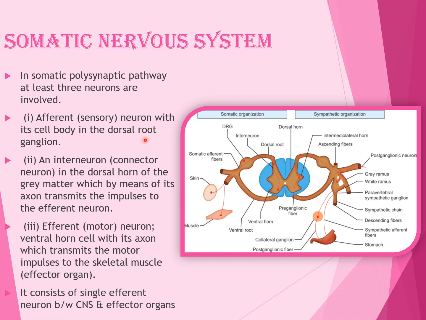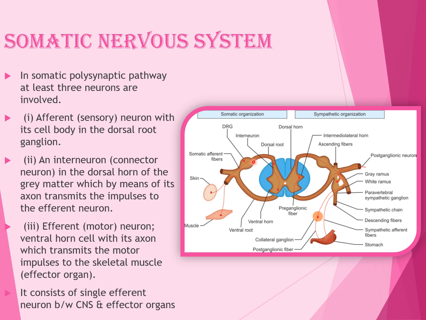First of all, about the somatic nervous system. This left side is the somatic organization, and on this side there is the sympathetic system or autonomic organization. Now, in the somatic polysynaptic pathway at least 3 neurons are involved. Afferent or sensory neurons with the cell body in the dorsal root ganglion. So this one is the somatic afferent fiber and its cell body is inside the dorsal root ganglion.